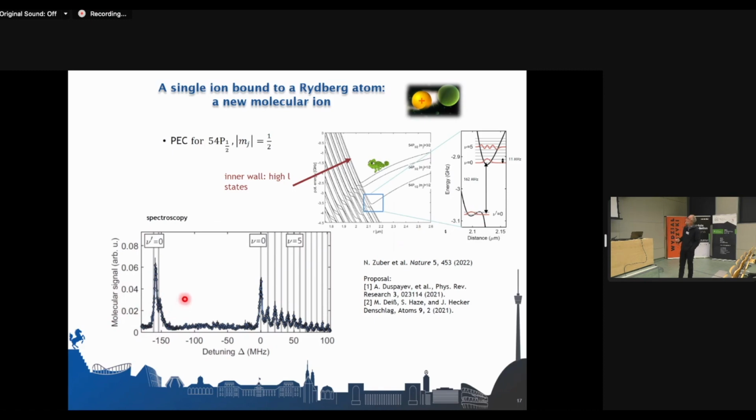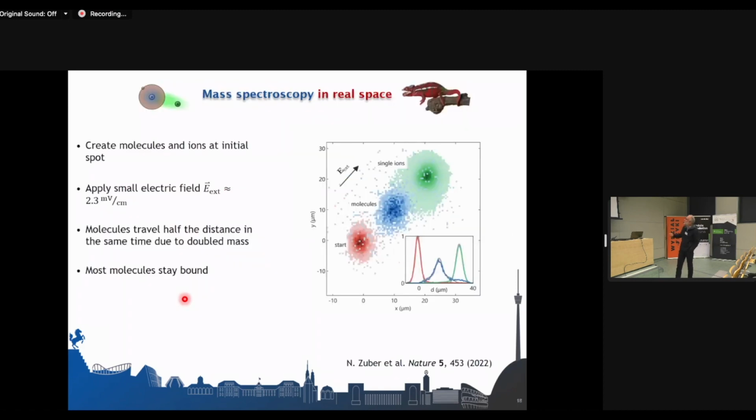And then we looked at these objects first as we are dragging them along due to a finite electric field. So we do a very poor man's version of mass spectrometry just to convince ourselves that ions that started out in this red area, that are dragged along in this electric field to the upper right corner as single ions, are slowed down as soon as they are attached to another Rydberg atom, because this is just doubling the mass.